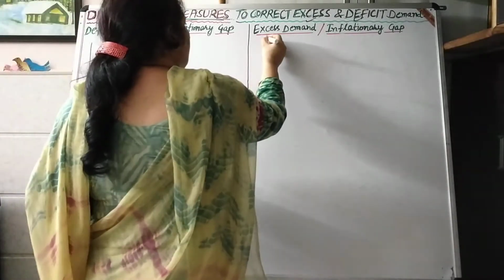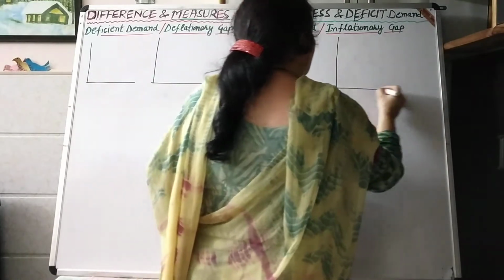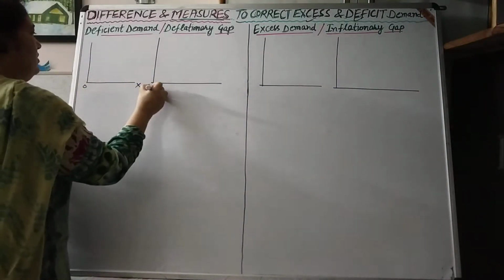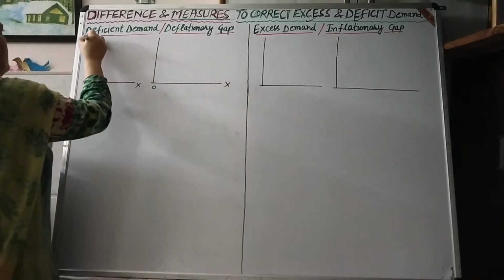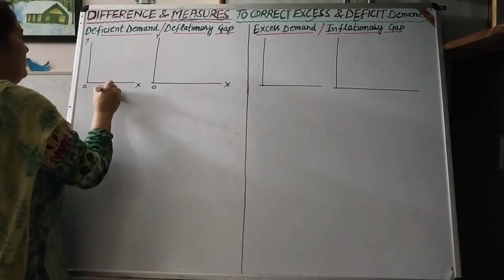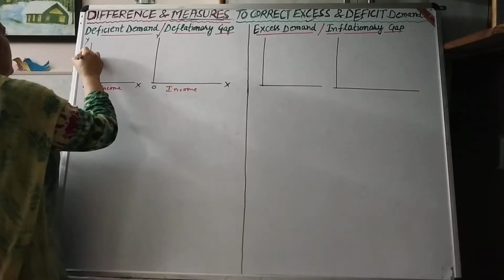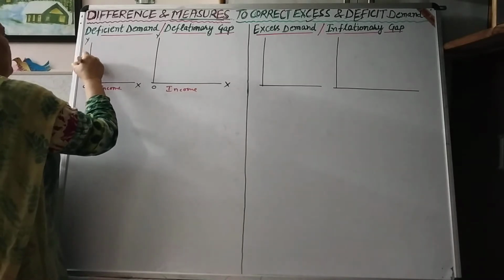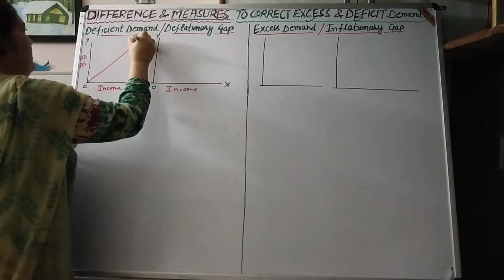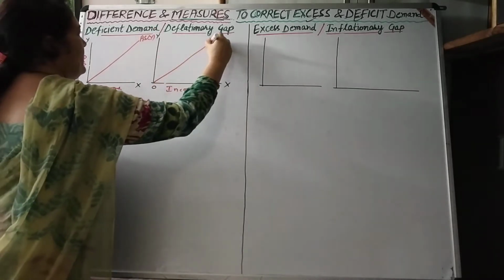We will clear the difference graphically or with the help of theory also. This is the income level, and this is the components of aggregate demand and aggregate supply on the y-axis. Aggregate supply or Y at a 45-degree angle.